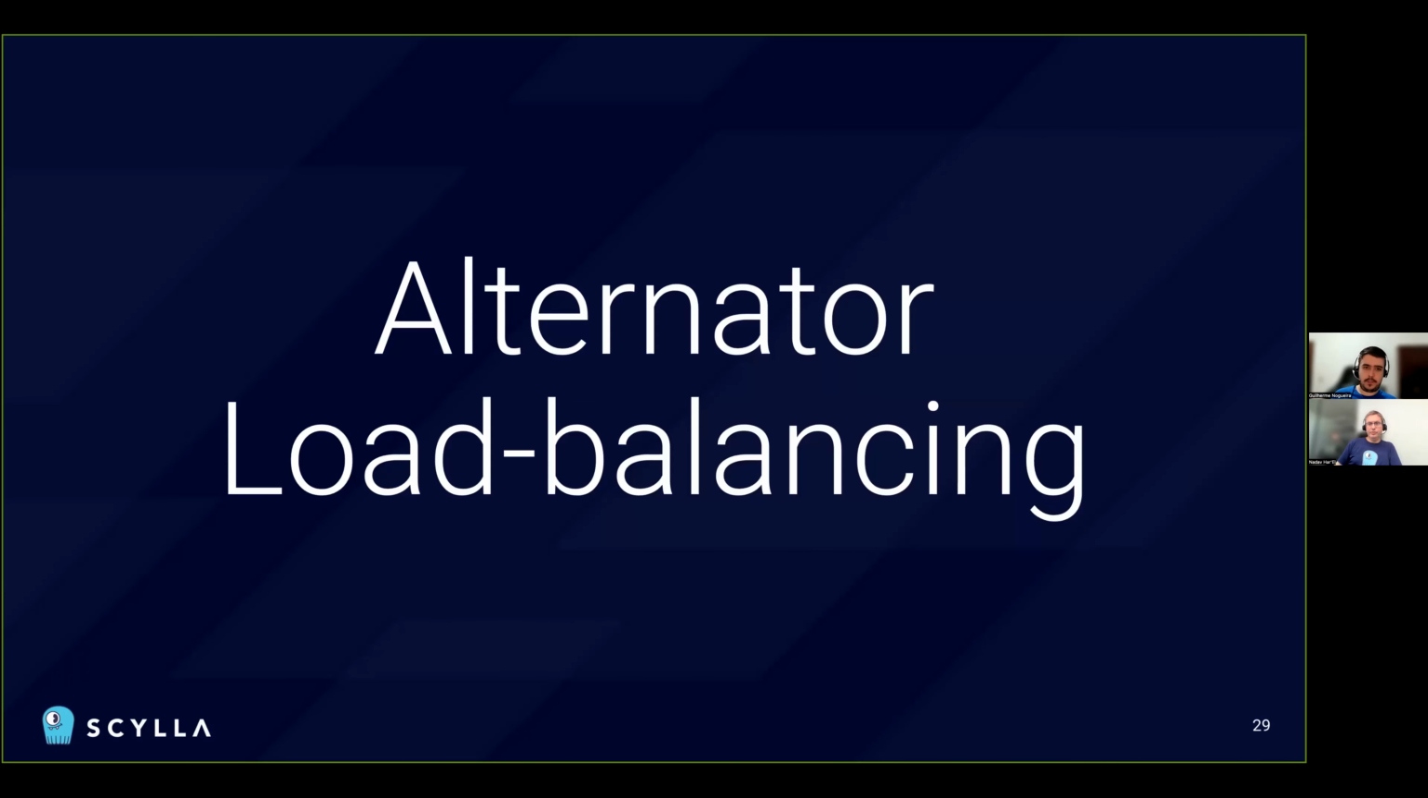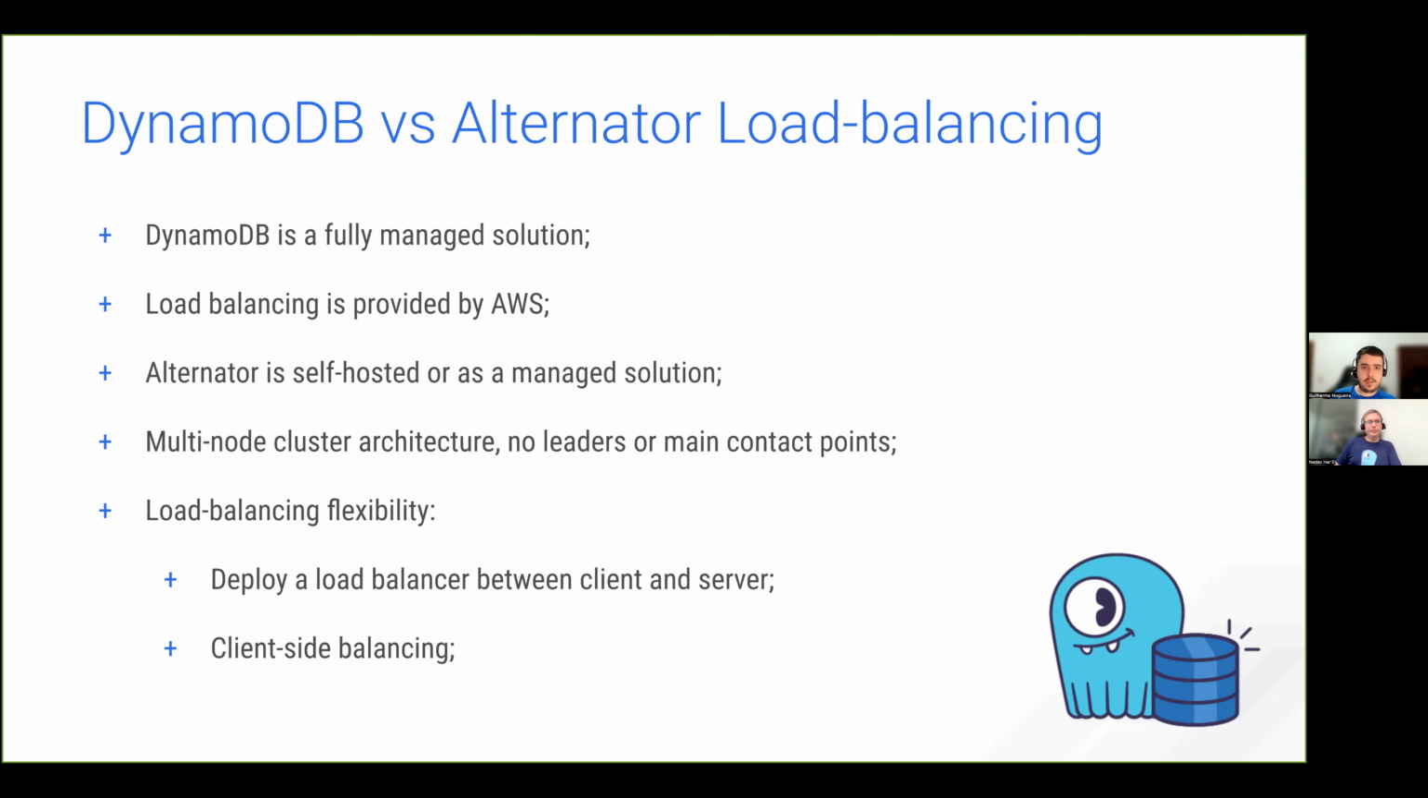So let's talk a bit about the Alternator load balancing. The Alternator load balancing is important because when you deploy DynamoDB, DynamoDB is a fully managed solution by AWS. So load balancing is provided by AWS because you don't even need to point out an endpoint. The whole library just decides which endpoint to connect to first, and from then on, AWS takes care of everything for you. As Alternator is a self-hosted or managed solution, and it's also composed of a multi-node cluster, and there are no leaders or main points of contact, it presents you with load balancing flexibility.